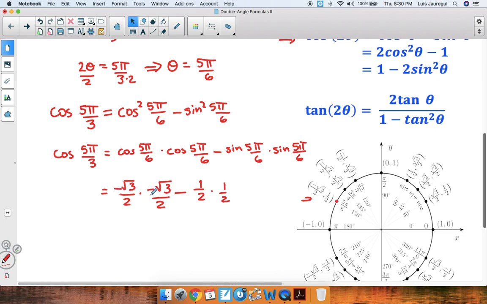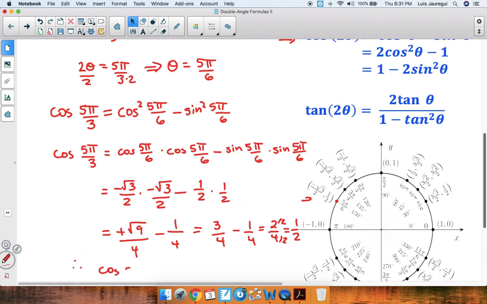Now negative times a negative becomes a positive, and square root of 3 times square root of 3 becomes square root of 9, all over 2 times 2, which is 4, minus 1 times 1, which is 1, over 2 times 2, which is 4. But the square root of 9 happens to be 3. So we have 3 over 4 minus 1 over 4. And 3/4 minus 1/4 becomes 2/4, which simplifies to 1/2 after you divide both numerator and denominator by 2. Therefore, we can say that cosine of 5 pi over 3 is equal to 1/2.